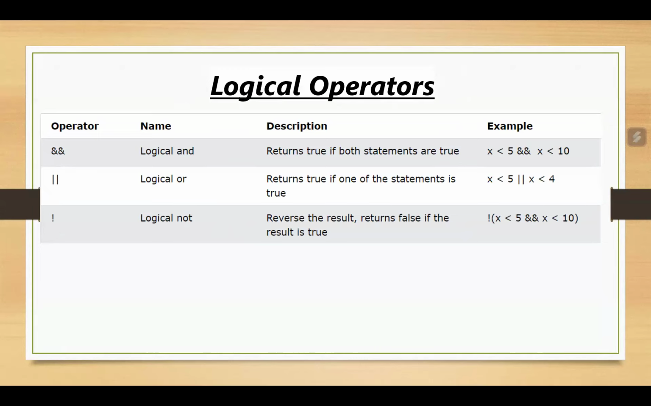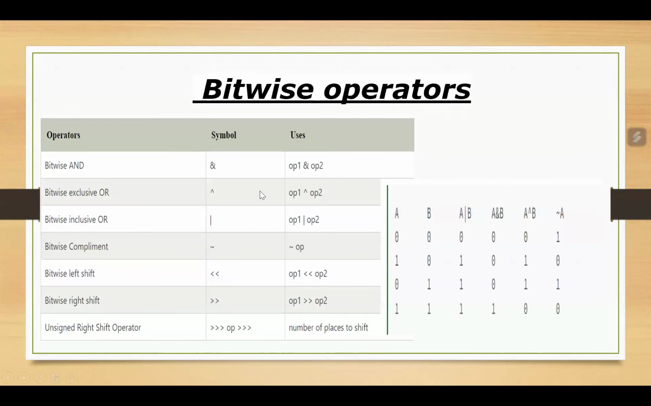Coming to logical operators: logical and, logical or, logical not. Logical and returns true if both statements are true. Like here, x is greater than 5 and x is greater than 10, so the logical output will be true. Example here.